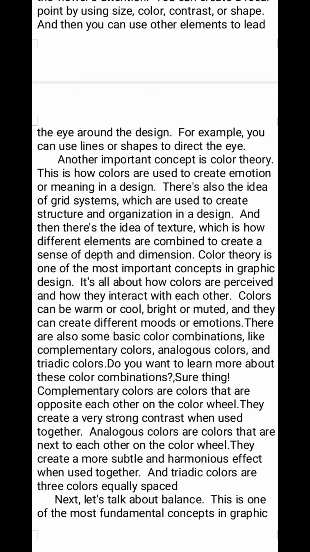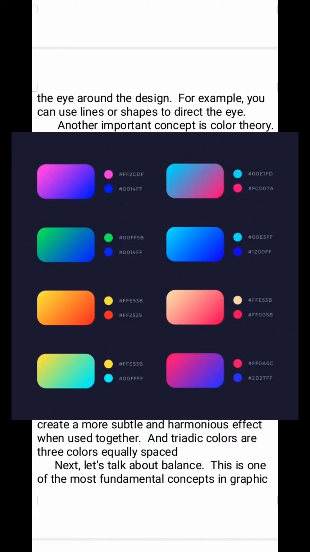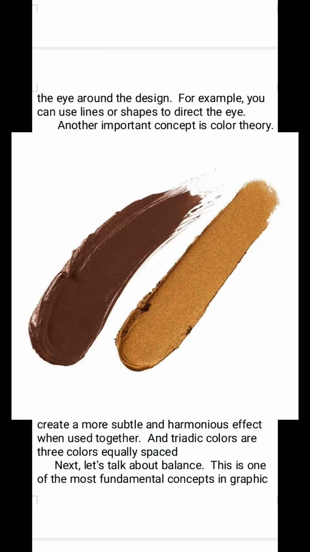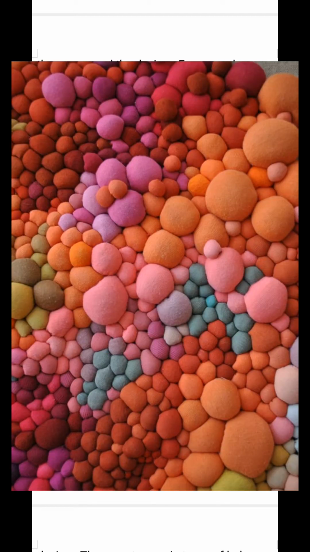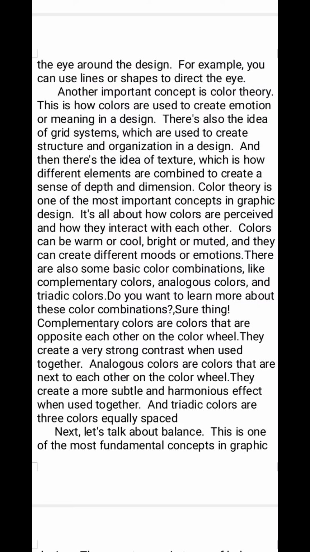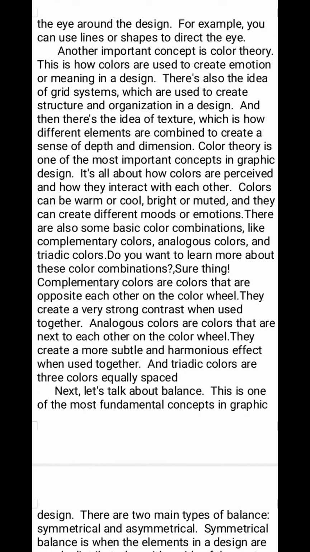Now, another important concept is color theory. This is how colors are used to create emotions or meaning in a design. There are also the ideas of grid systems, which are used to create structure and organization in a design. And then there's the idea of texture, which is how different elements are combined to create a sense of depth and dimension.